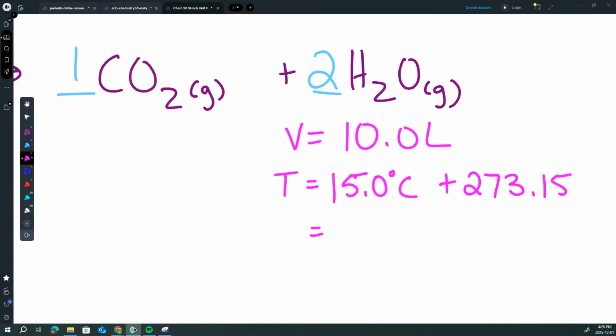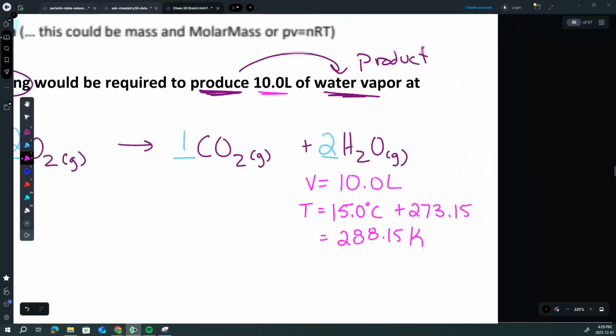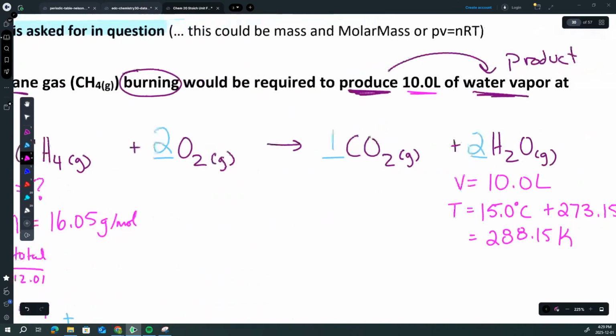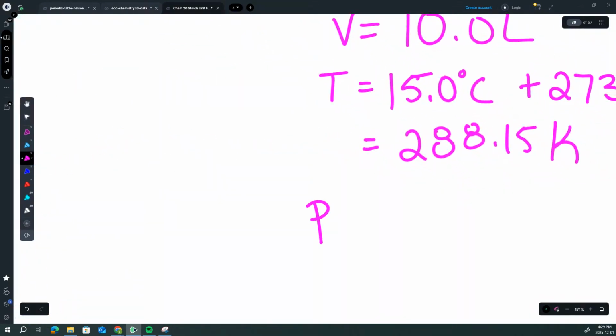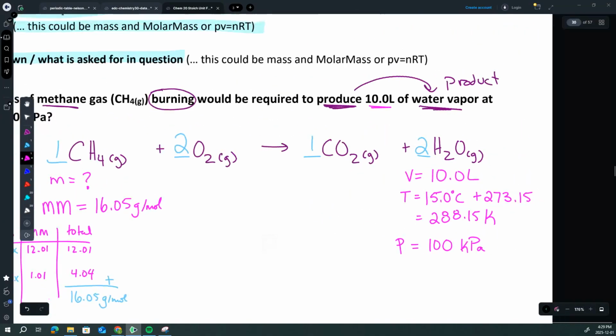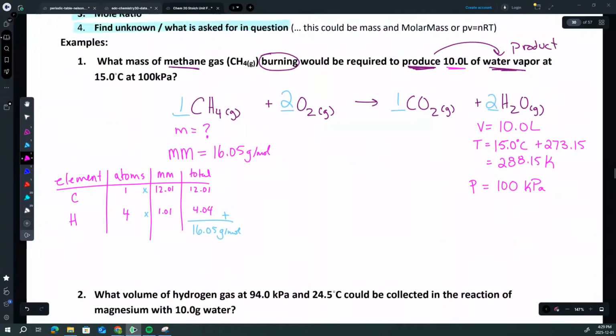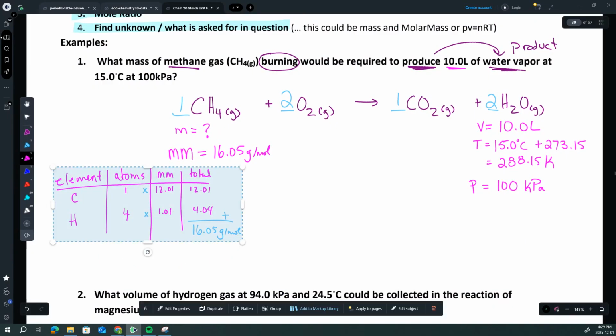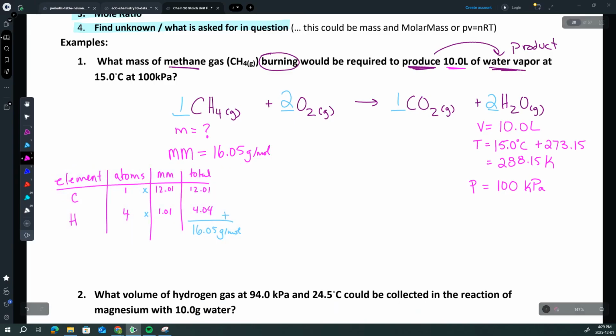All right, so if we add those two numbers together, that's going to give us 288.15 Kelvin. And then it looks like our pressure is 100 kilopascals. Alrighty, so I'm going to have to get rid of this just so that I have enough space to do my calculation here.